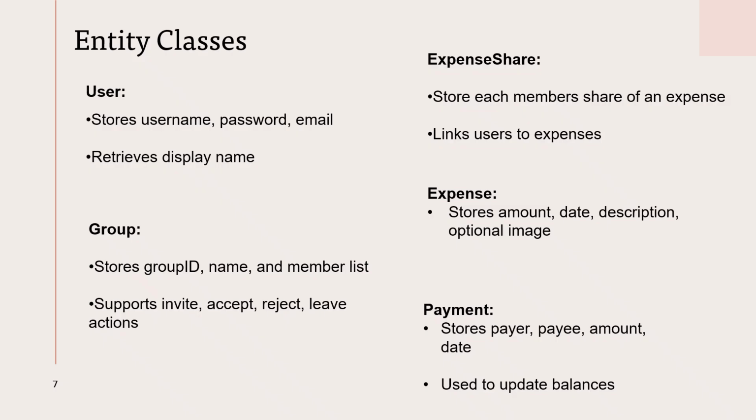Then we're going to be talking about the expense class. That one stores the main details of an expense, like the amount, date, description, and if the user wants to upload a receipt, they can. It's optional, it's not required. As for expense share, this one is the important class. It stores the split amount for each user involved in an expense. For example, if 4 people went out to dinner and wanted to share the expenses, each part of their share would be recorded separately within this class.